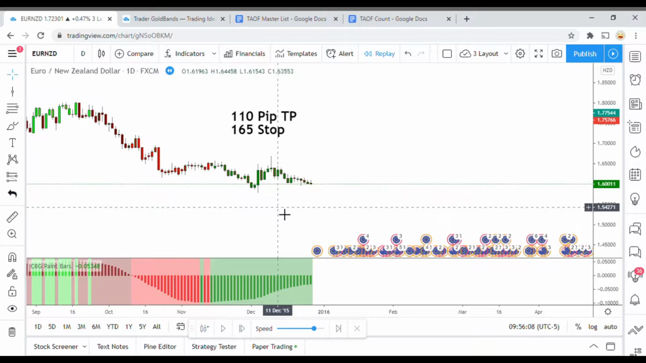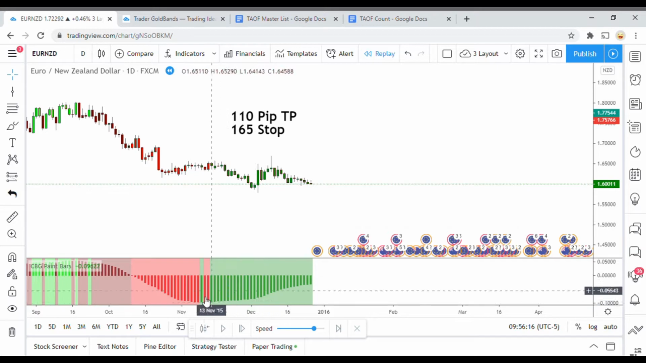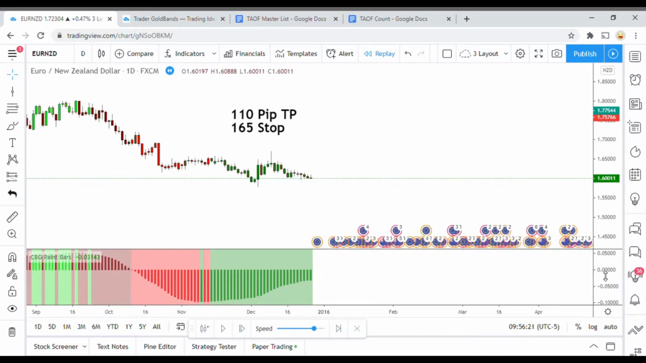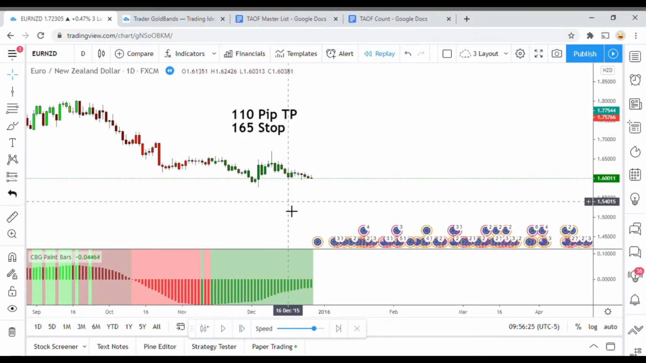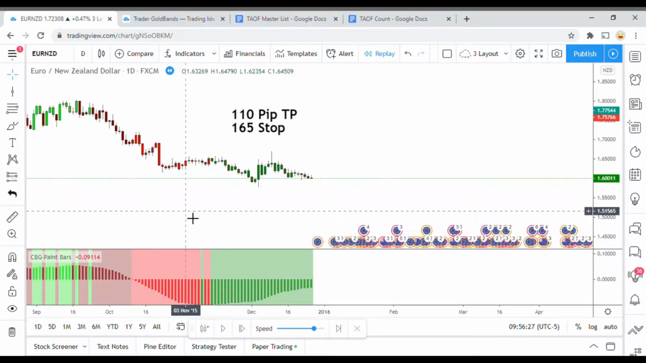Alright, so today's indicator, it is the CBG indicator. You can see it on screen down here on the bottom. You can also see that it colors the bars up on top. And so CBG Paintbars is the full name of the indicator.